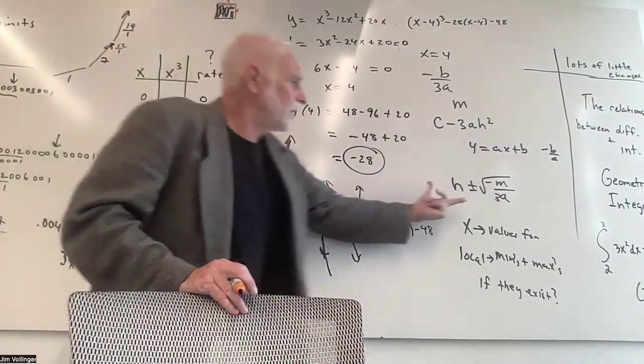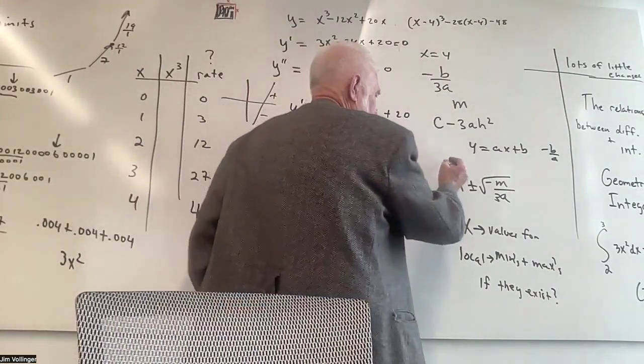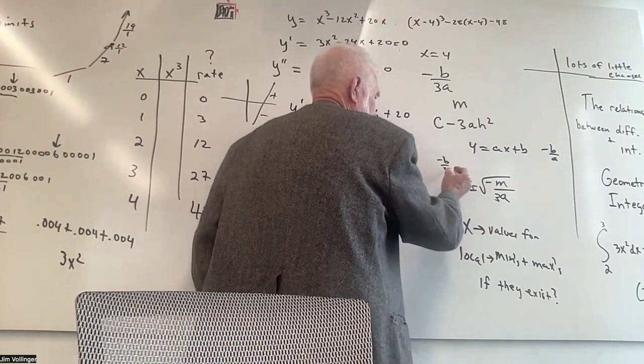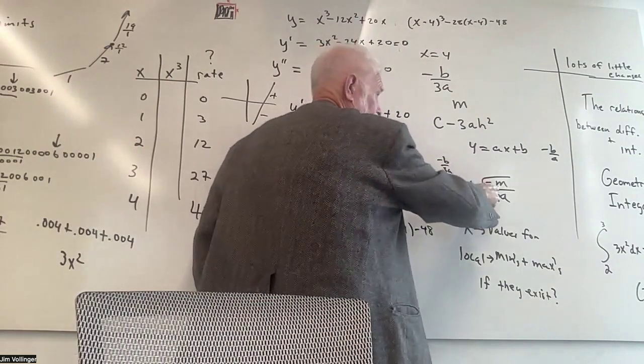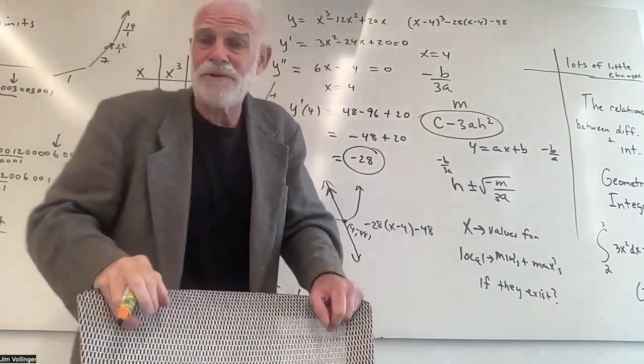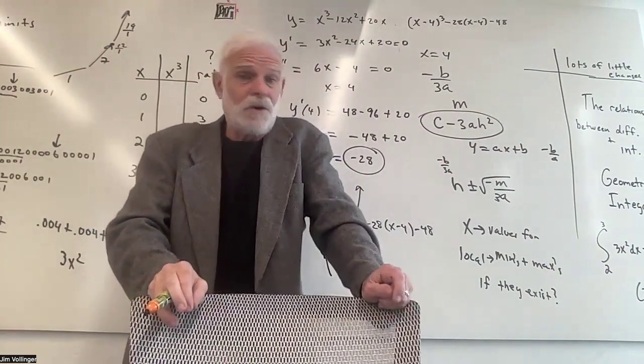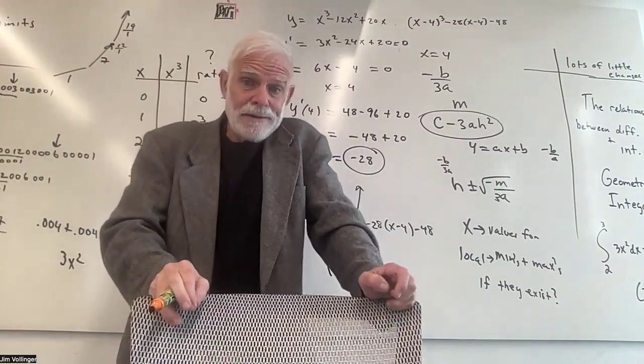And it turns out it comes from this formula. What's H? The horizontal shift, minus B over 3A. And how do I get the slope at that instant? C minus 3AH squared. I don't have time to do that now. I've run out of board space, but it goes back to algebra 1.